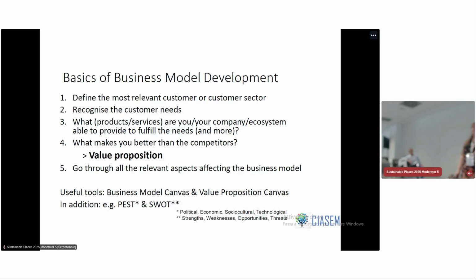Because in business model development, you first have to define the most relevant customer or customer segments, then recognize the needs of the customers and what products you are able to offer. Therefore you can end up with the value proposition. After that, to get the business model, you go through other relevant aspects. For this you can use the business model canvas, which is quite widely used, and the value proposition canvas. Then you can also do some test or SWOT modeling if you want.